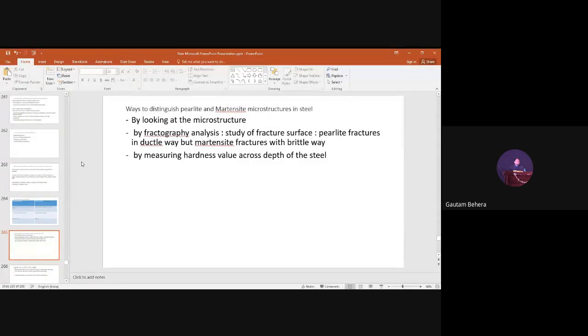You can study the fracture surface by using the scanning electron microscope. You can see different types of fracture surface, ductile and brittle, and you can look at the microstructure simply. Perlite will appear as a lamellar structure and martensite will appear as a needle-shaped structure, not a clear structure.